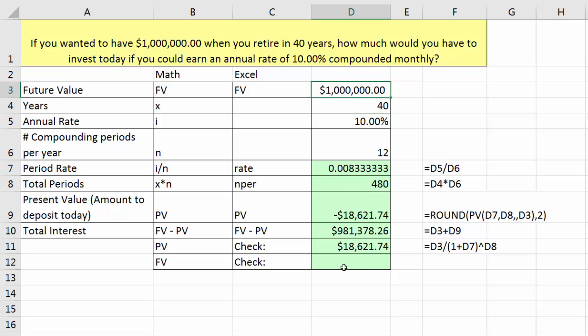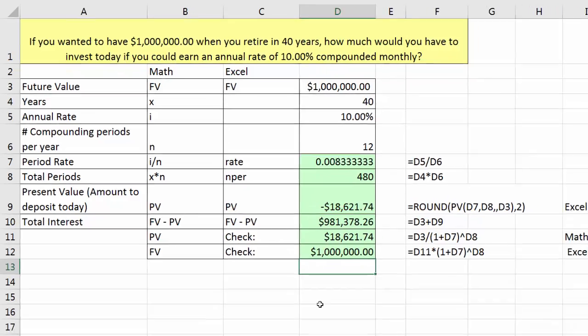$1 million. Now I'm going to check again with the future value formula equals. Well, to get future value, we have to take the present value times, in parentheses, 1 plus our period rate, and we raise it to 480 periods and enter. Look at that, $1 million.